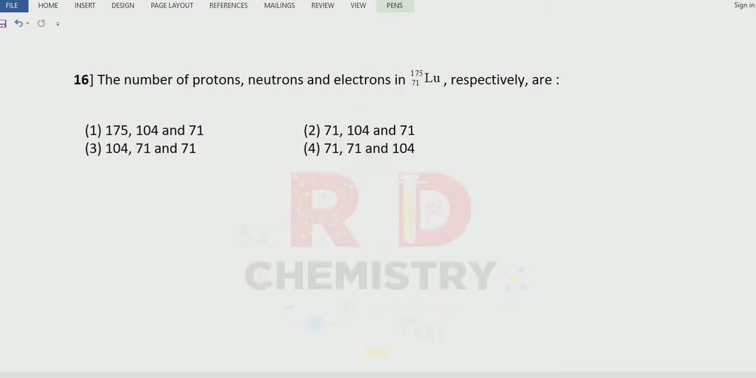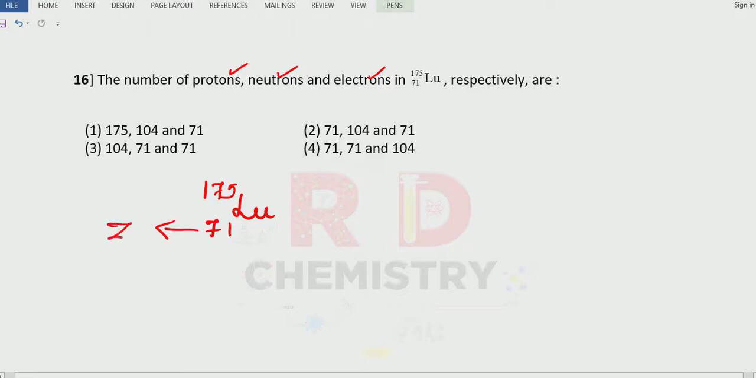Question number 16. The number of protons, neutrons and electrons in lutetium 71 and 175 is given. So 71 is the Z, the atomic number, which is equal to the number of protons, which is equal to the number of electrons in a neutral atom. Then 175 is the mass number A.